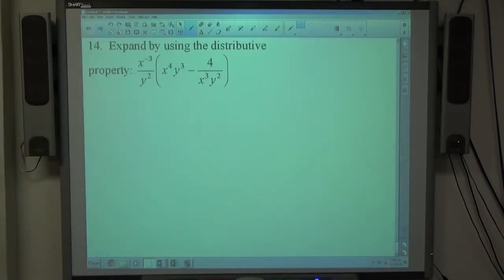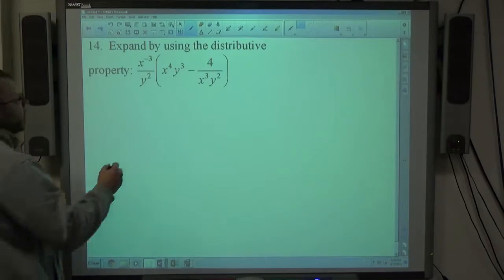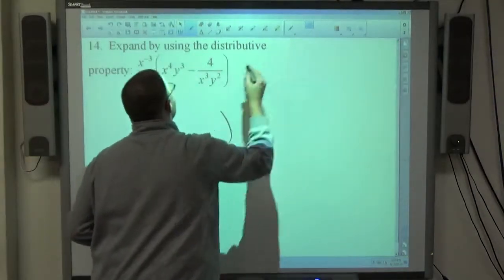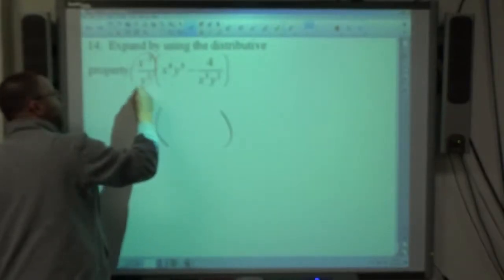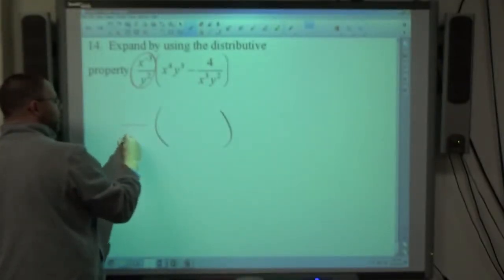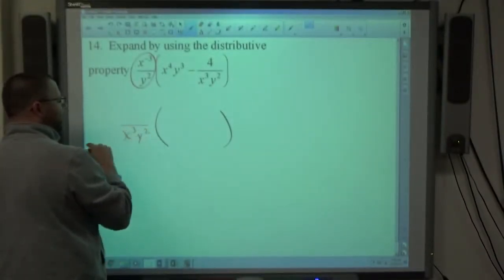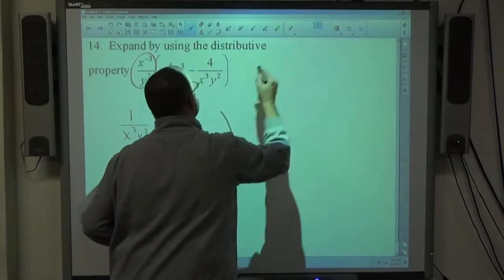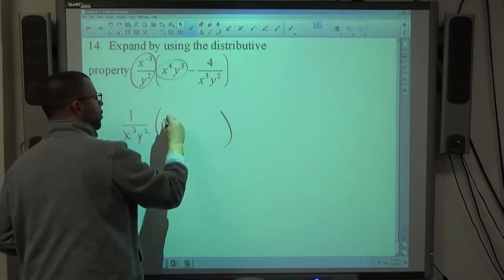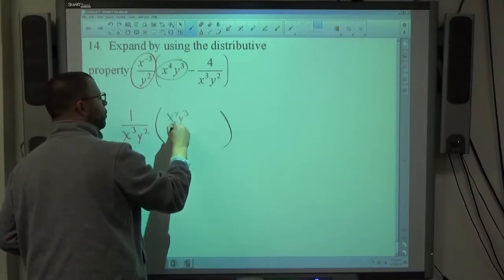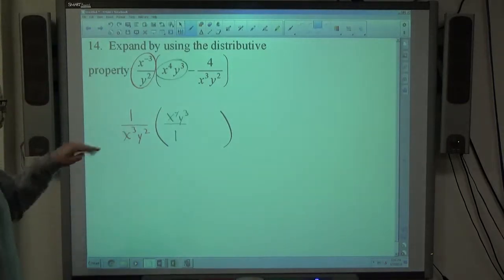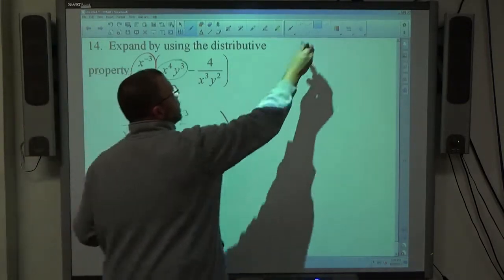14, expand using distributive properties. So first thing, I've got my parentheses, so I'm going to keep my parentheses. I want to fix each of these objects in the problem. So that x cubed belongs in the bottom, y squared stays in the bottom, nothing's on top, so I put a 1 up there. X to the fourth y cubed is behaving itself, it gets to stay x to the fourth y cubed. I'm going to put it over 1 just to create a fractional structure to it so I can better see what I'm supposed to multiply.